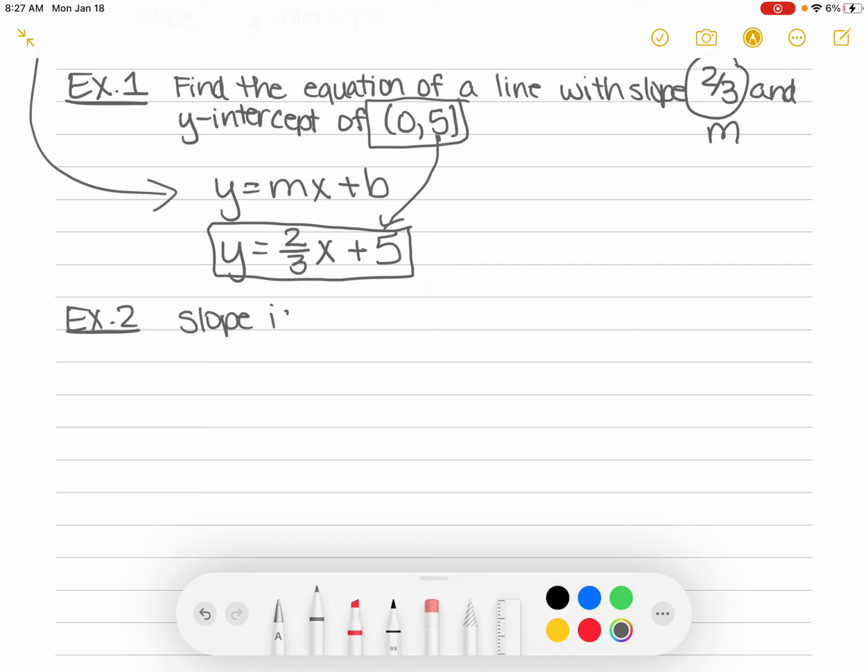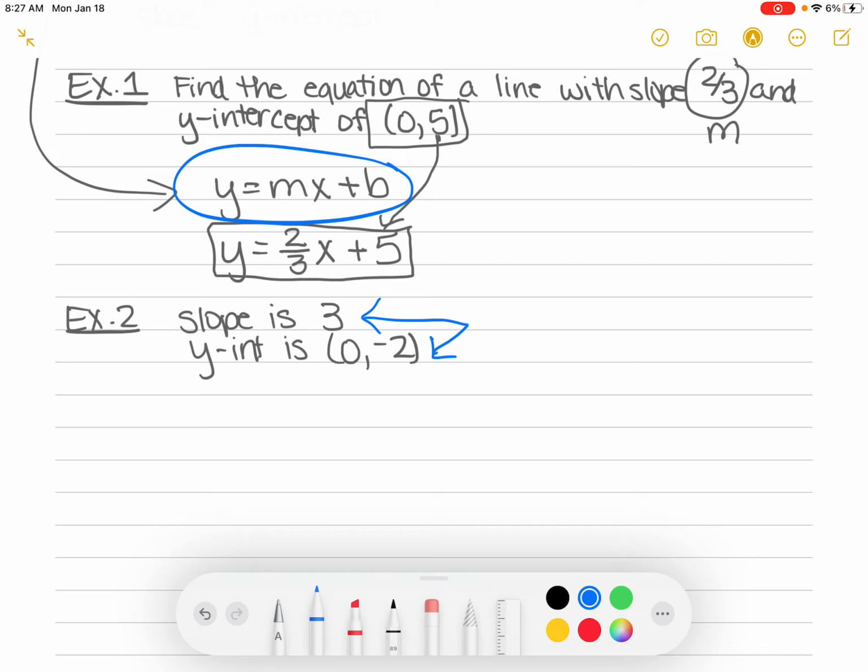Slope is 3, y-intercept is 0, -2. So what I want you to do is take this equation and substitute in the slope and the y-intercept. Okay, so hit pause and go ahead and do that now. Okay, you should be back now.